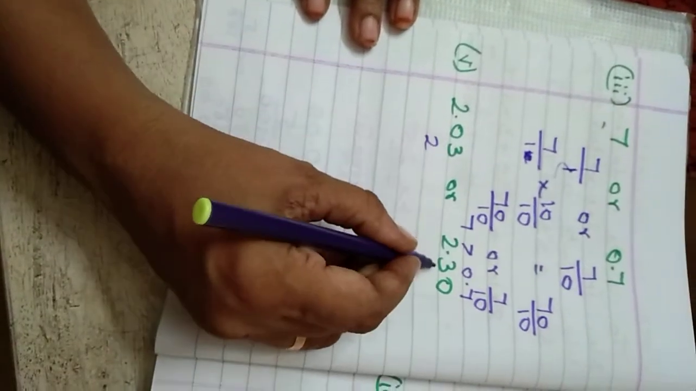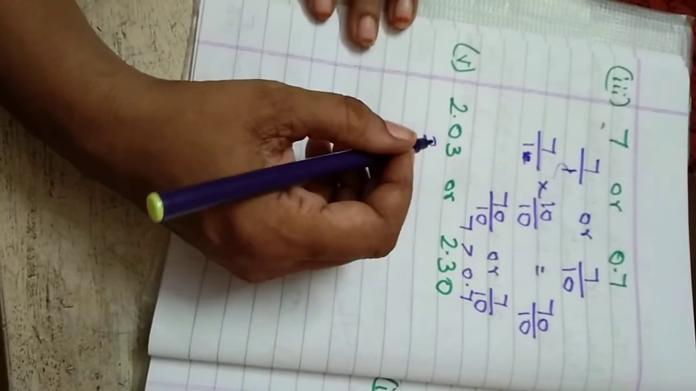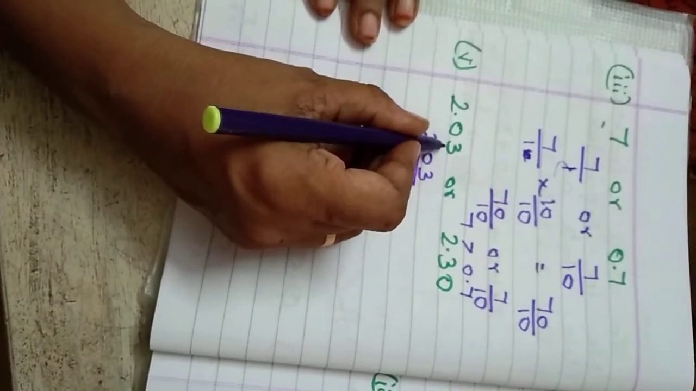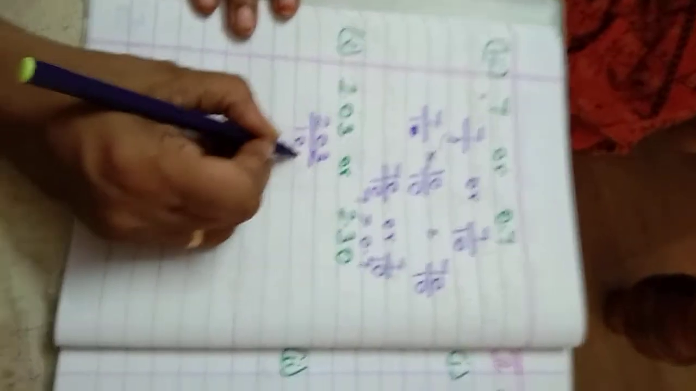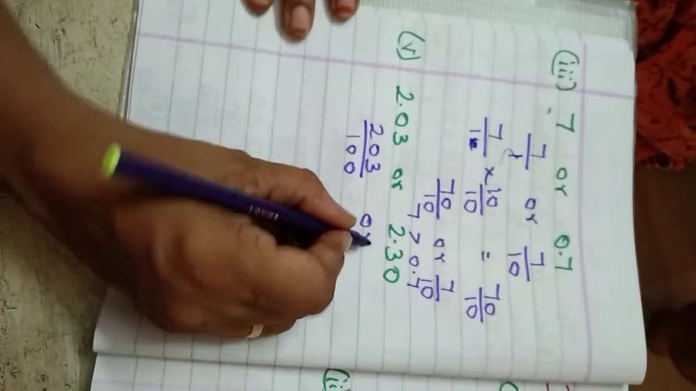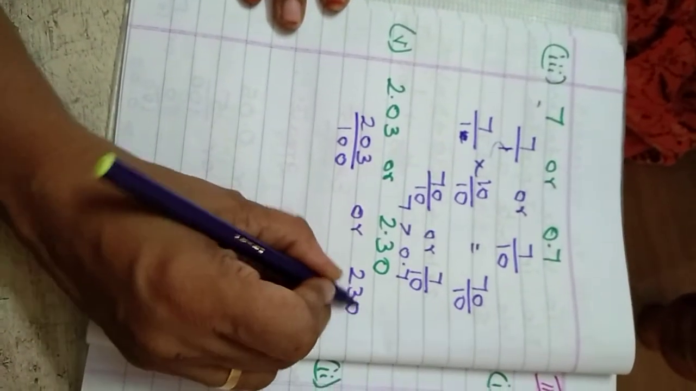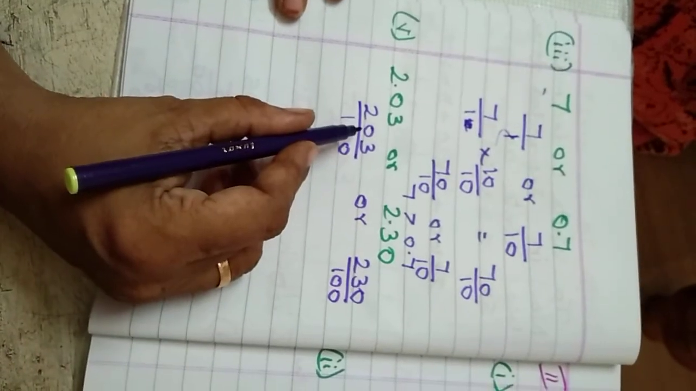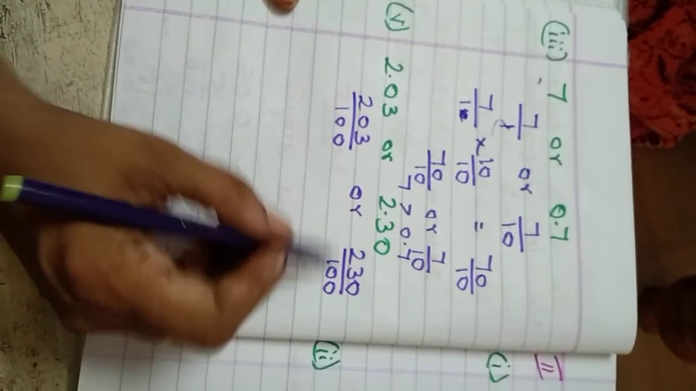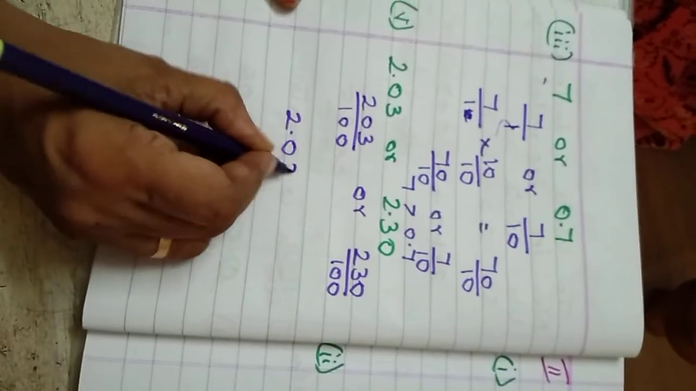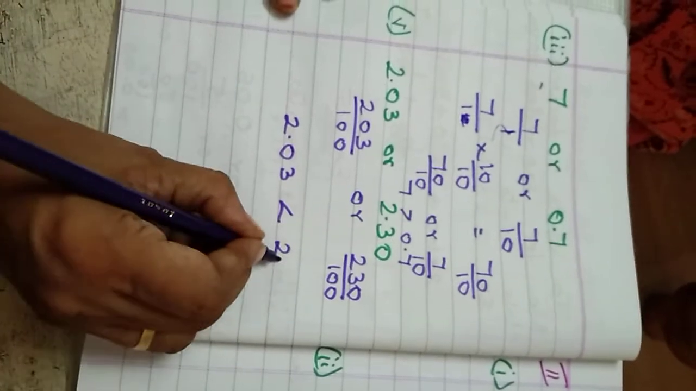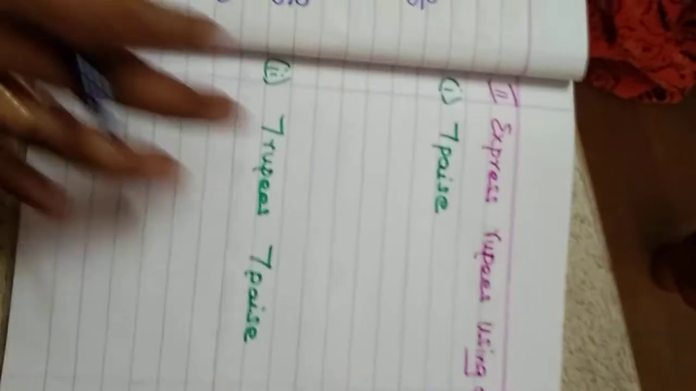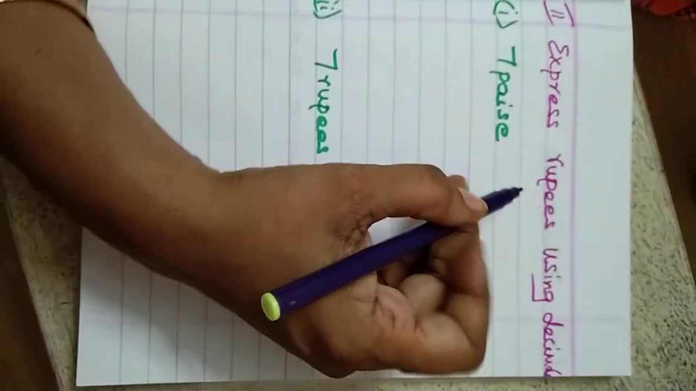2.03 or 2.30. So again I am writing it in the form of a fraction. 203 by, after the decimal you have 2 places, so 1 followed by 2 zeros, or 230 by again 100. So compare the numerators: 203 is less than 230. So 2.03 is less than 2.30. Clear, children? Now let us go to the second Roman letter.